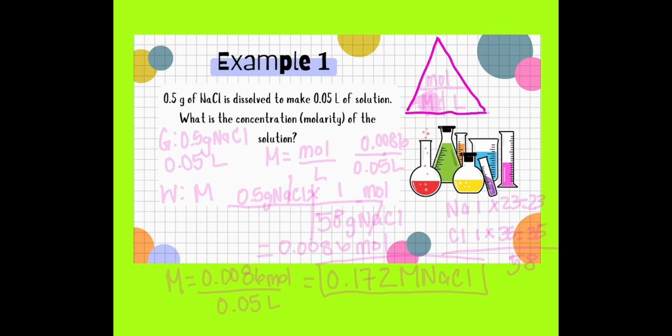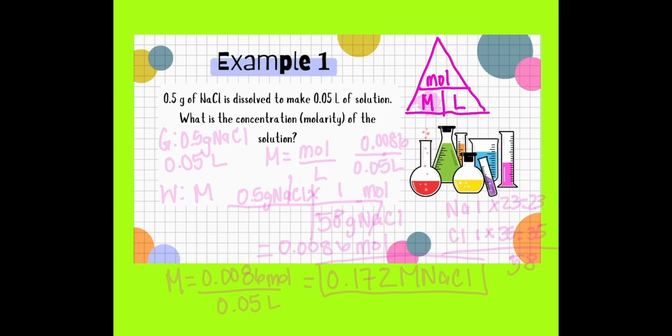Now this triangle is going to help us to identify what formula we need to use in order to find the unit that we're looking for. So in the top, you're going to have mole, capital M for molarity, and capital L for liter. So these are all of our units, and based off of what we're looking for, this is going to help us to identify what formula we're going to use.